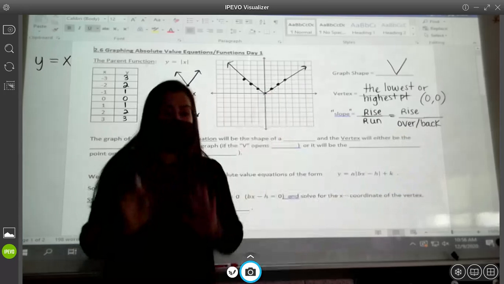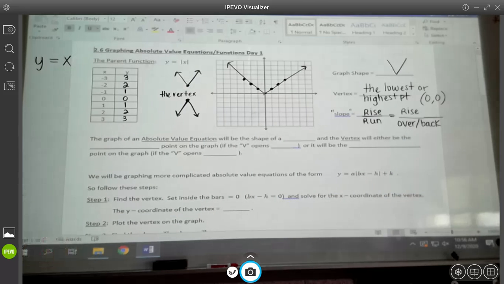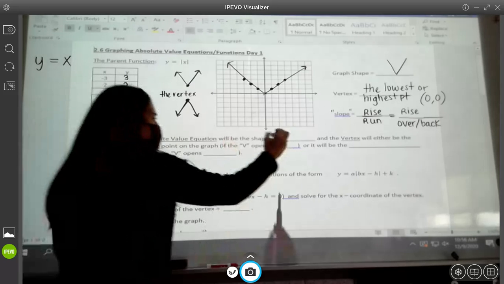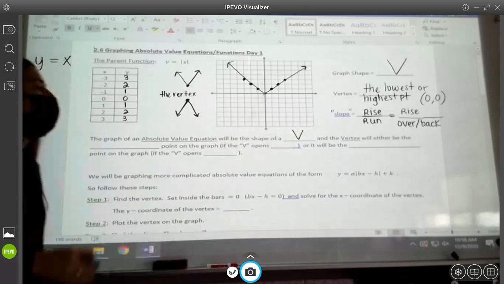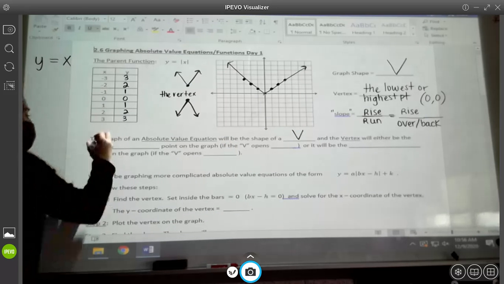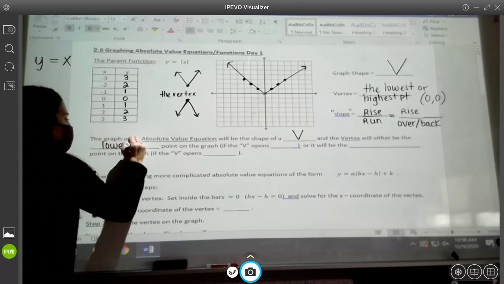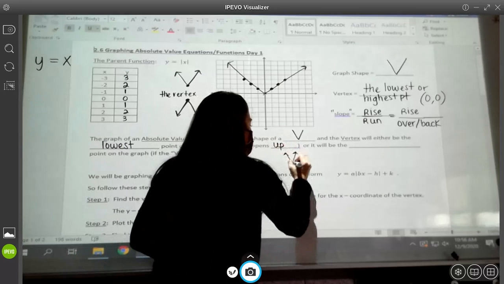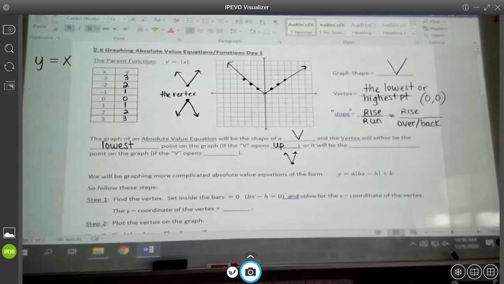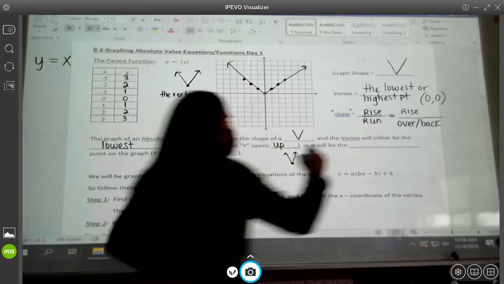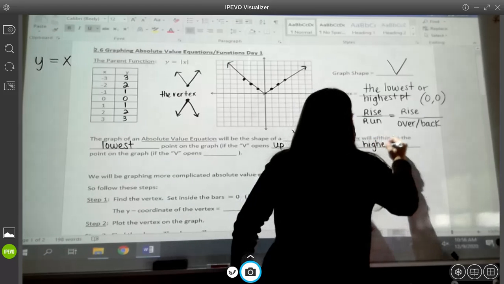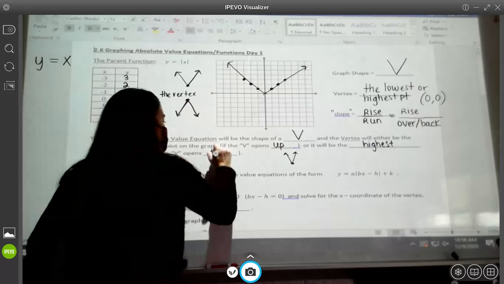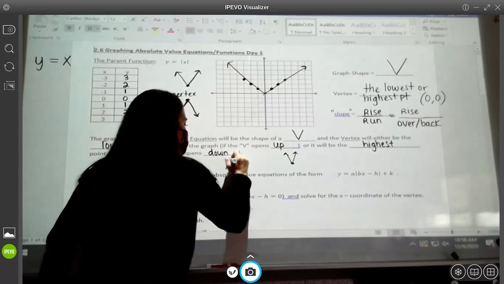Okay, so guys, let's sum it all up. The graph of an absolute value equation will be the shape of a V, either opening up or down, and the vertex will either be the lowest point on the graph if the V opens up, right? If it opens up, that vertex will be the lowest point on it, or it will be the highest point on the graph if the V opens down. Okay? All right, perfect.